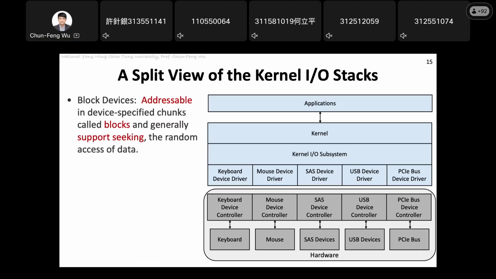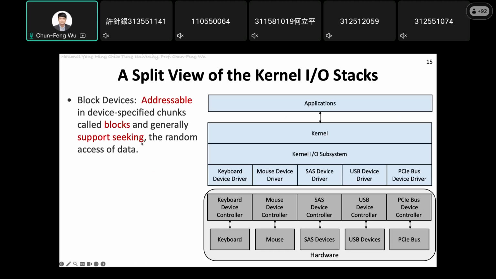Okay, but yeah, for the device part, we split devices into two kinds according to their characteristics. One is called block device. The other is called character device. A block device is addressable in device-specific chunks called blocks. It is more like this kind of thing.